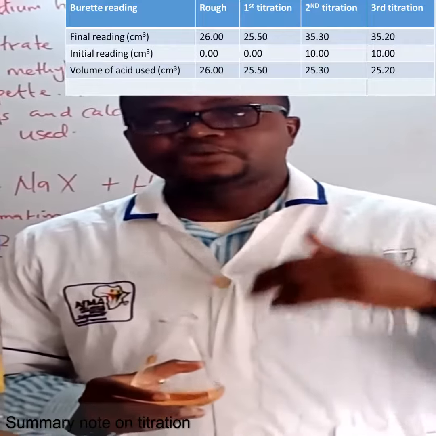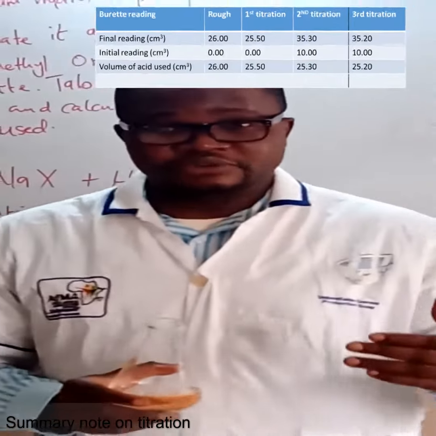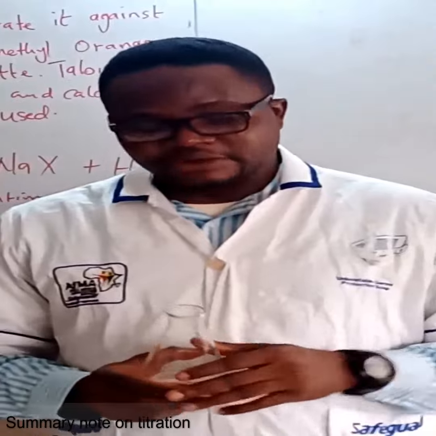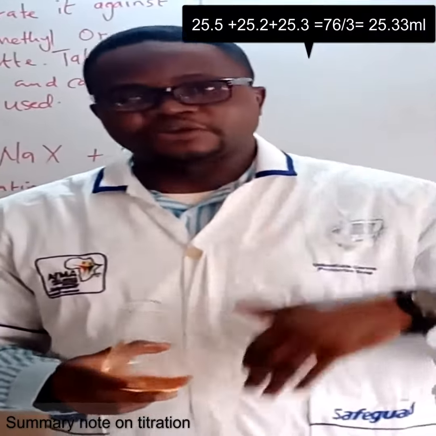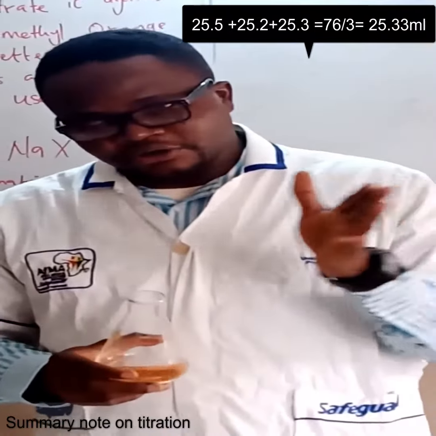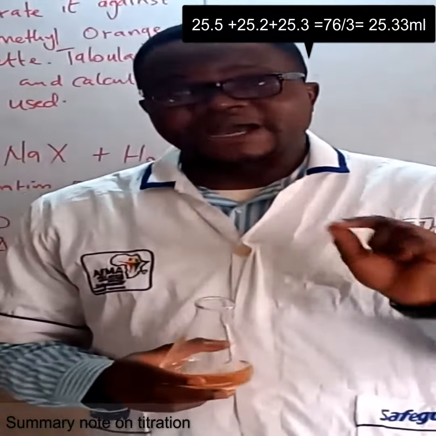First titre value 25, second titre value 25.2, third titre value 25.3. So you add all the three together and divide by 3.